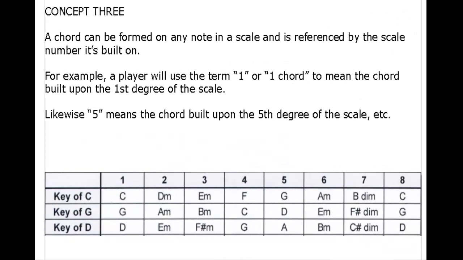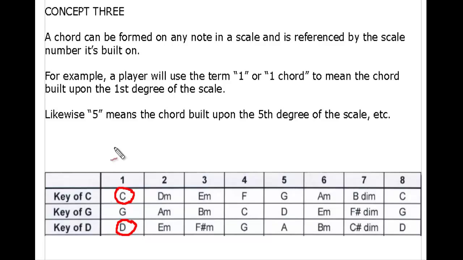Concept number 3. A chord can be formed on any note in a scale and is referenced by the scale number it's built on. For example, a player will use the term 1 or 1 chord to mean the chord built on the first degree of a scale. If we were working in the key of C, chord 1 would be C major. If we were working in the key of D, chord 1 would be D major.